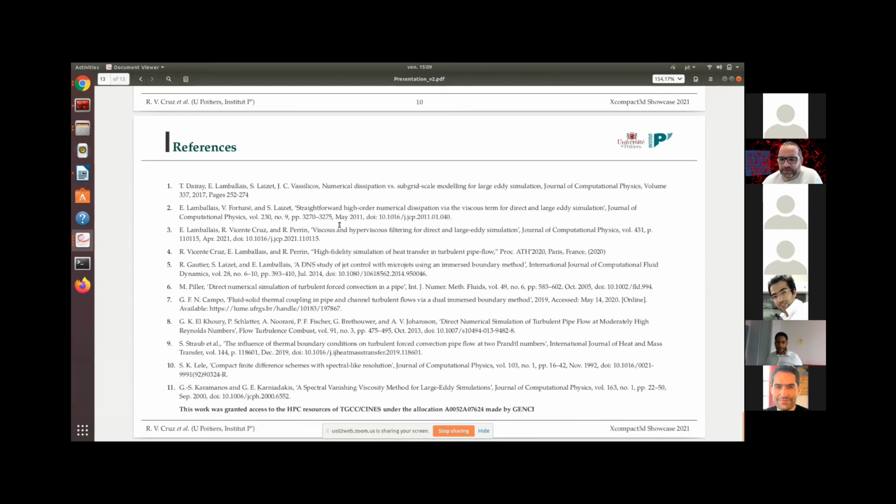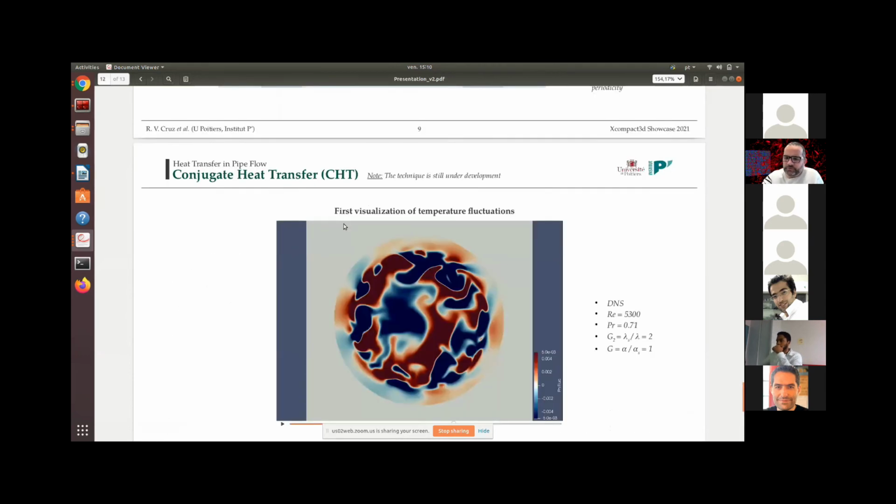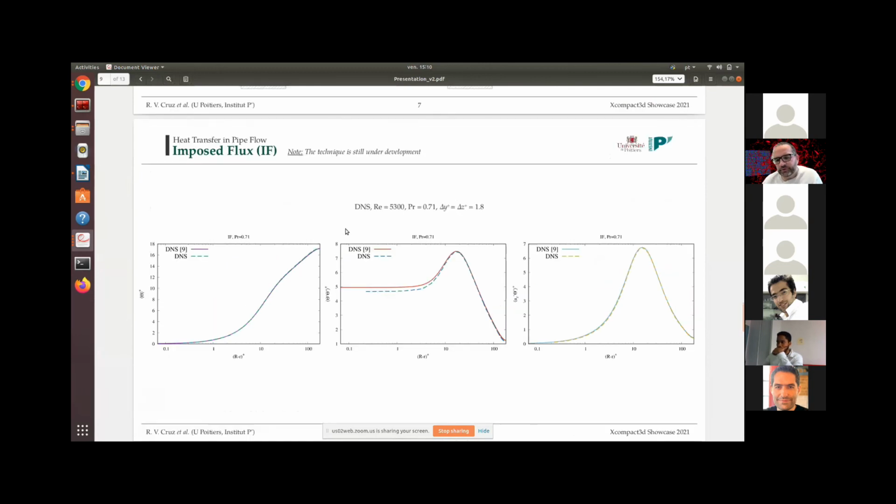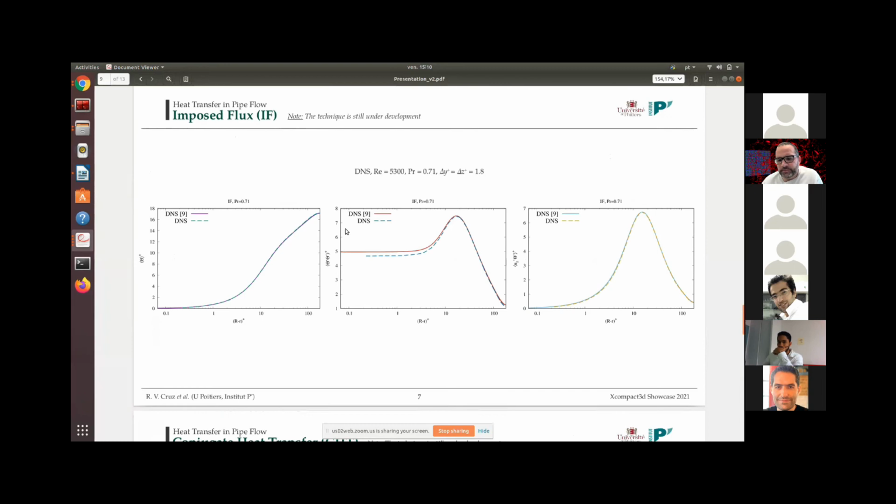Very nice presentation. There is a question from Kai about the small discrepancy that you observed on the temperature variance at the wall. He's asking which formulation you use for the convective term for the temperature equation. For the convective term, we use the skew-symmetric formulation. We have tested some others.